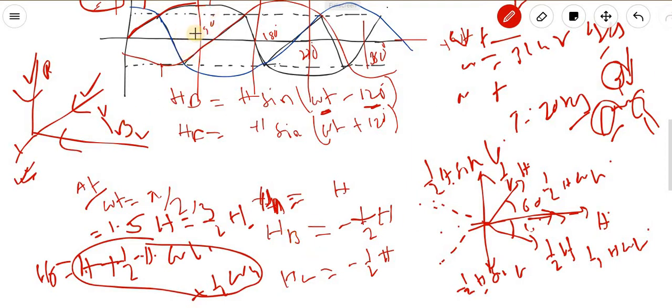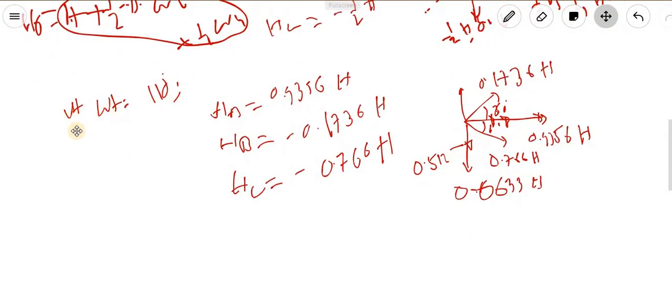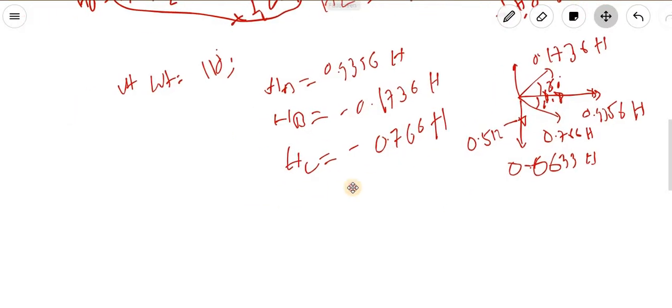And it is a symmetric point, right? It is omega t at 90 degree. It is a symmetric point. Suppose we consider any arbitrary point here, let's take omega t equal to 110. At omega t 110, HA will be 0.935 H, HB minus 0.173 H, and HC 0.7 H at this instant.